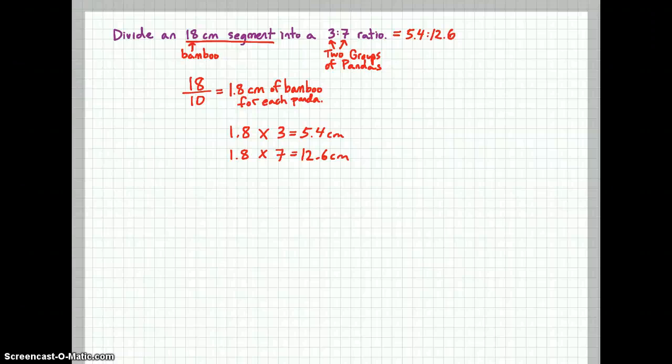Just remember that the ratio is the number of pandas, and the segment is the bamboo, kind of the same shape as a segment would be. So hopefully if you practice enough with this and keep remembering your pandas and your bamboo, it'll be easy to divide any segment into any given ratio.